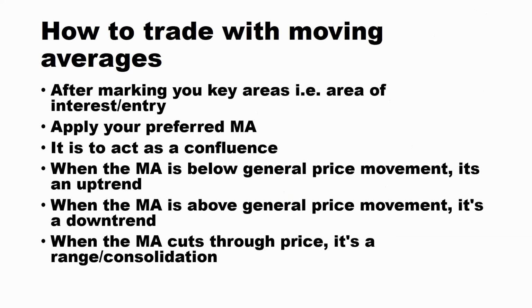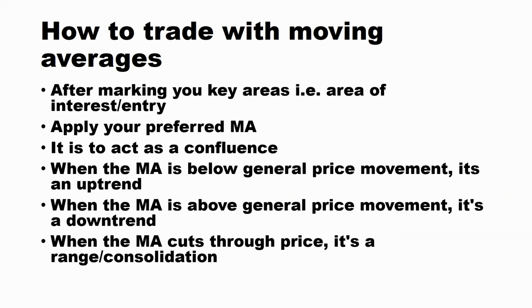Then apply your preferred moving average, which in this case should be exponential, like I've advised you to use or I've recommended to you. Then this moving average, you're not going to use it the way you've been using it before, right? You're supposed to just use it as confluence.